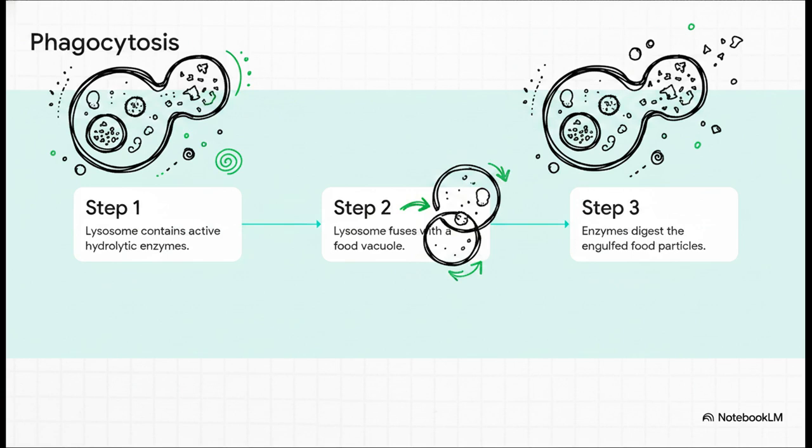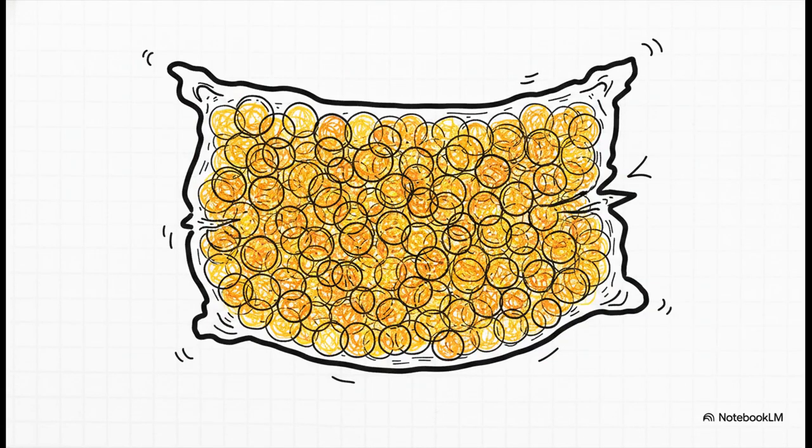Step 2. The cell engulfs an outside particle into a food vacuole, and that lysosome docks and fuses right with it. Step 3. Those powerful enzymes deploy to digest the food particles into simple nutrients. It's an incredibly coordinated feeding and recycling mechanism. But what happens when this precise machinery breaks down? We have to look at a rather tragic medical exception here.